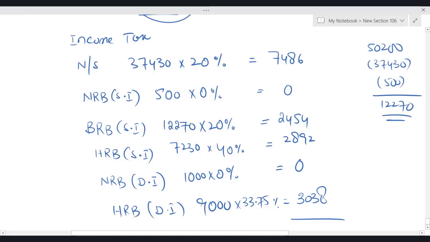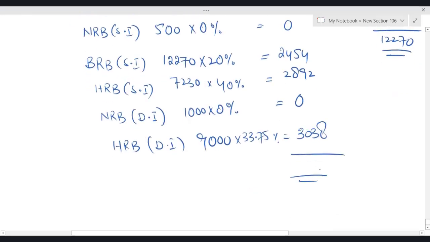7,486 plus 2,454 plus 2,892 plus 3,038. Students, I'm getting 15,870. Let's see whose answer was the same. Anyone with the same answer? Great. We have 2 students who got the same result. What about others? That is your income tax liability.